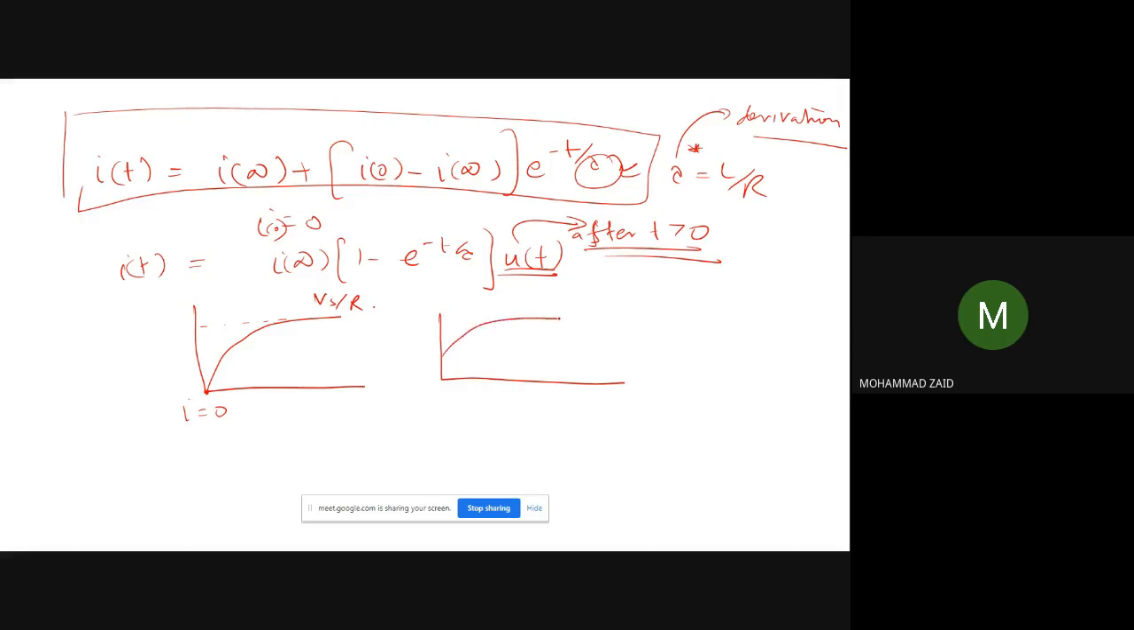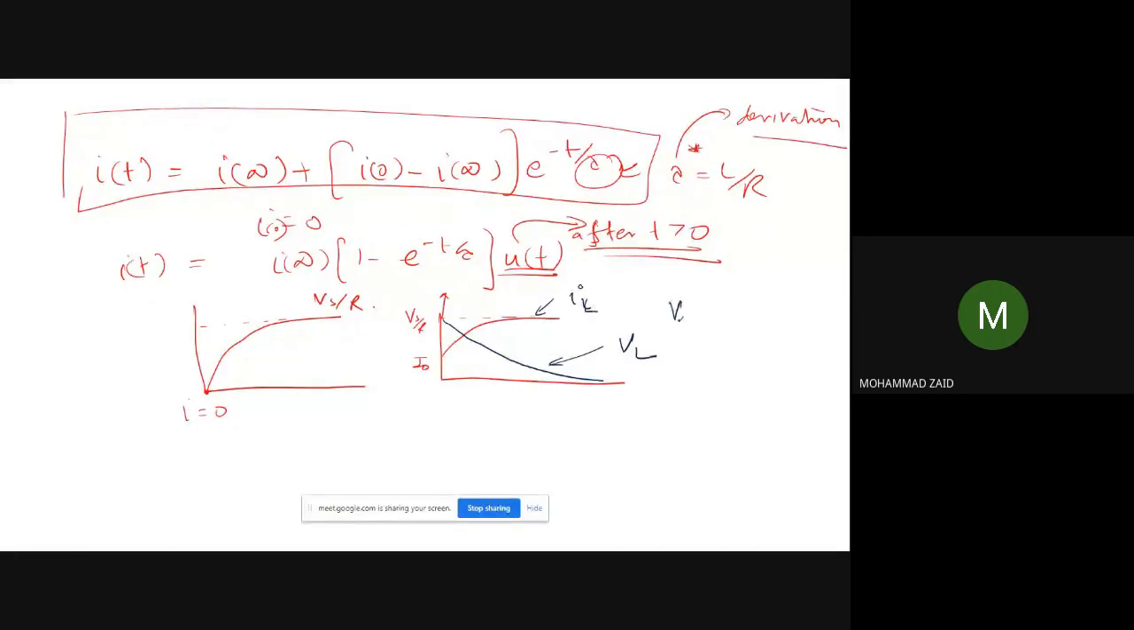So for example, if this is I naught and this is Vs by R. Now, as the current is increasing, the voltage across the inductor will simultaneously decrease also. So you can depict the voltage decrease like this. That will be the voltage across the inductor. This is the current through the inductor, that is IL.